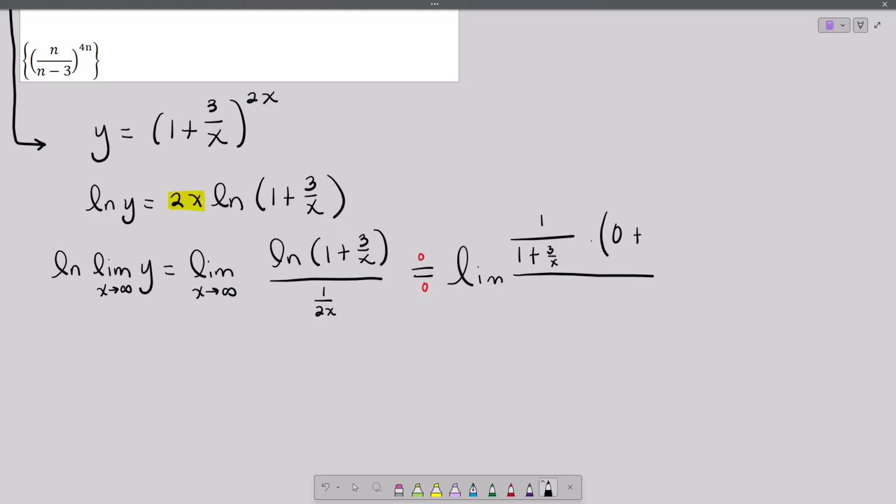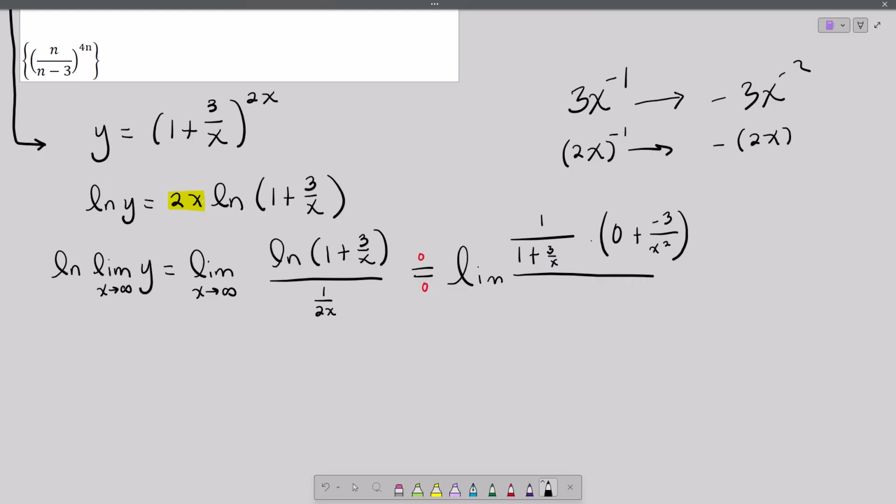And then when we differentiate this, we're thinking of that as 3x to the negative 1. So when you take the derivative, you get negative 3x to the negative 2. So negative 3 divided by x squared. And then down below, you're going to think of that as 2x to the negative 1. So if you're differentiating that, negative 2x to the negative 2. So bring the power down, subtract 1.